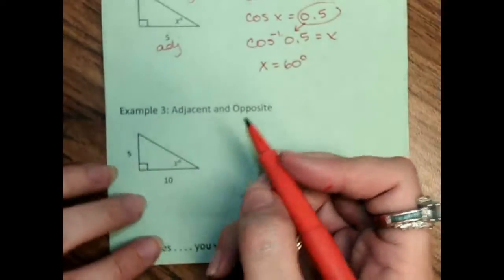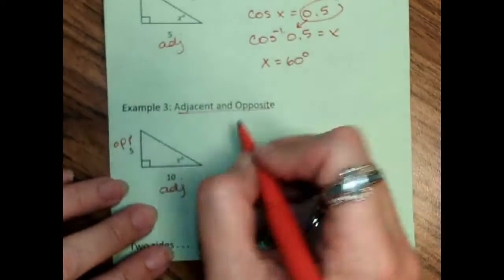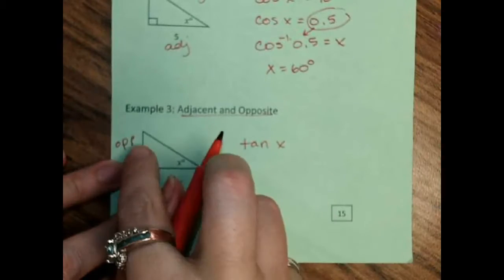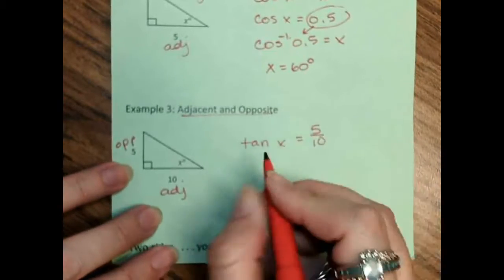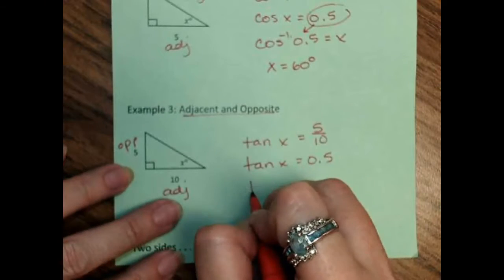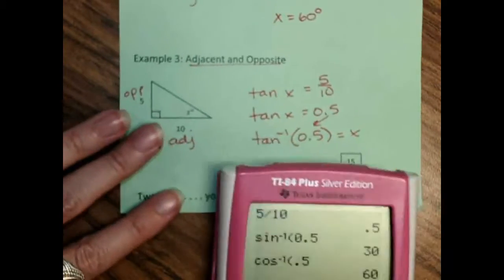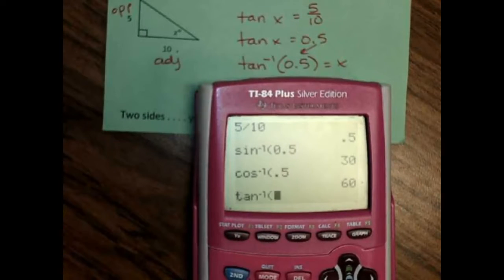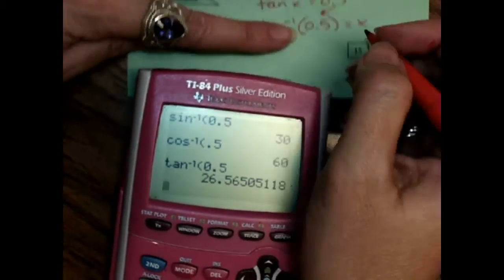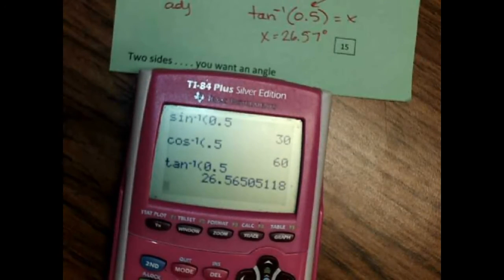And finally, the last one, if I know the adjacent and the opposite, here's the adjacent, here's the opposite. Opposite over adjacent is tangent of the angle equals opposite over adjacent. So, divide this, write it as the inverse, and then type it in your calculator. Second tangent 0.5, and we get that this is 26.57 degrees, because remember we were looking for an angle. That's it.